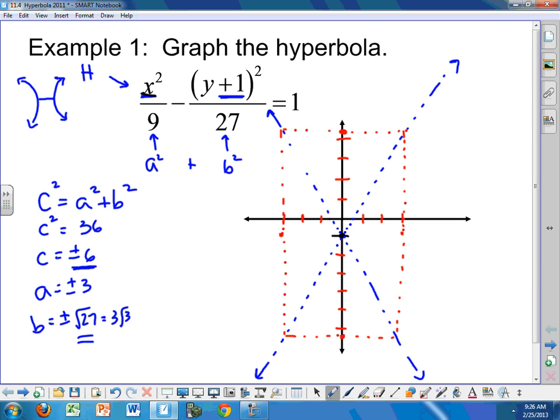So being horizontal, having the x first, that means I need to create an h, and that tells, oh, excuse me, that's not right. Here, down here is my vertex. There it is. And here's the other one. I went up too high there. There's my center. Here's my vertex and my other vertex.